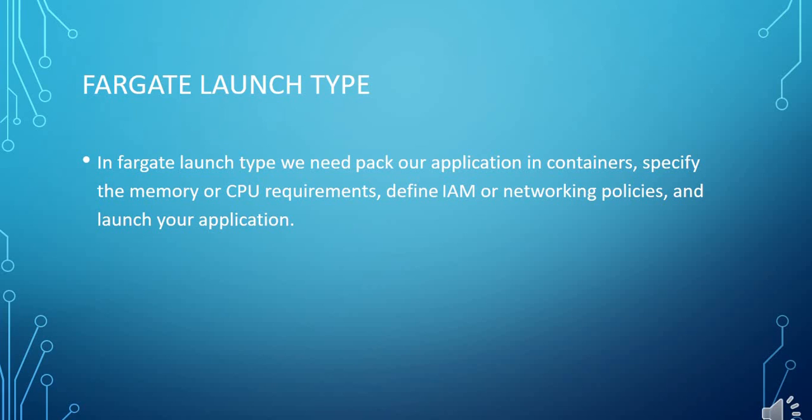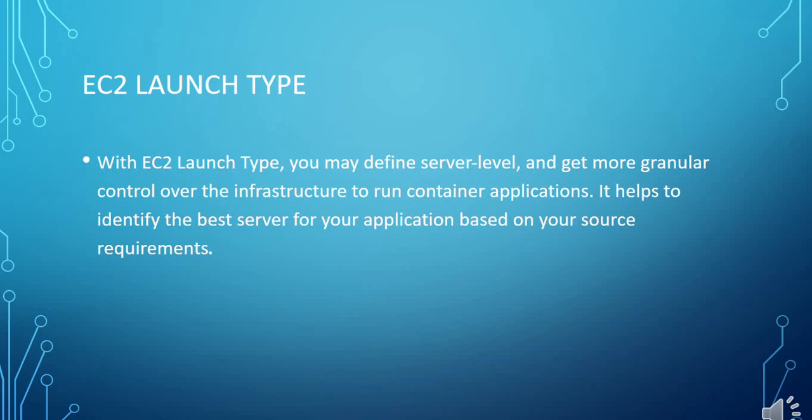In Fargate launch type, we pack our application in containers, specify the amount of memory and CPU requirements, define the IAM roles and networking policies, and launch our application. In EC2 launch type, we need to define a server level and get more granular control over the infrastructure to run our container applications. It helps us to identify the best server for our application based on our source requirements.